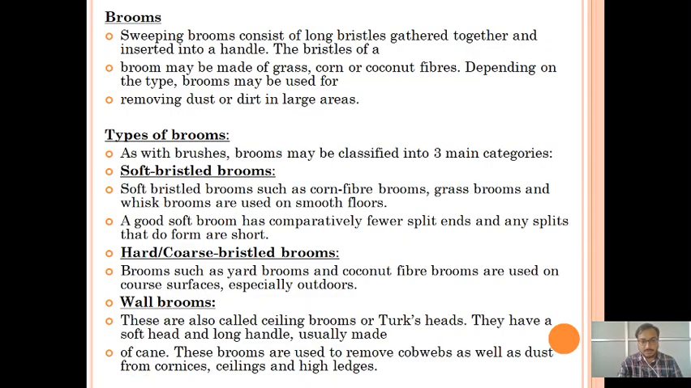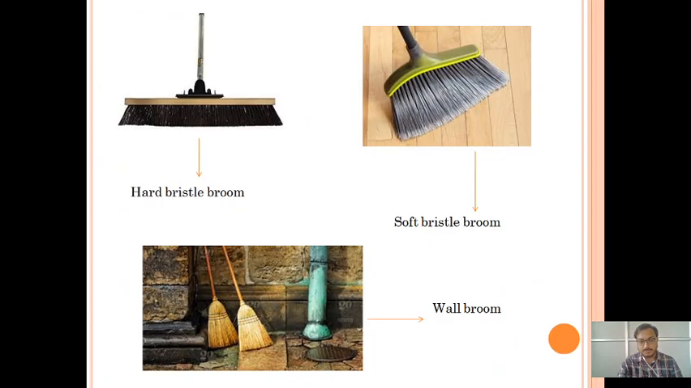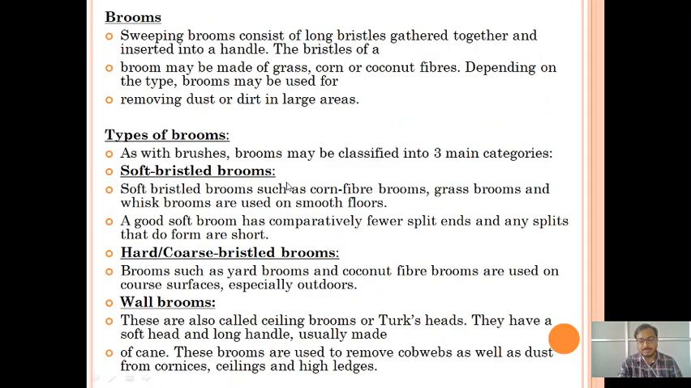Hard and coarse bristle brooms, these are made of coconut fiber, are used on coarse surfaces, especially outdoors. Nowadays there are also synthetic hard bristle brooms, but coconut fibers are also being used while making hard bristle brooms.